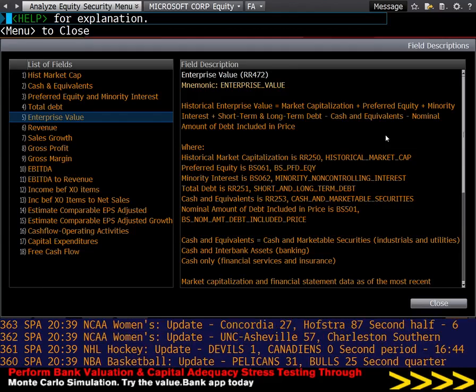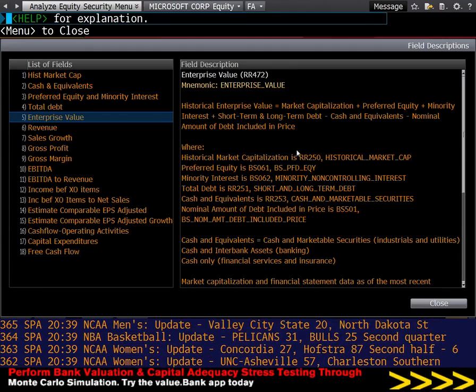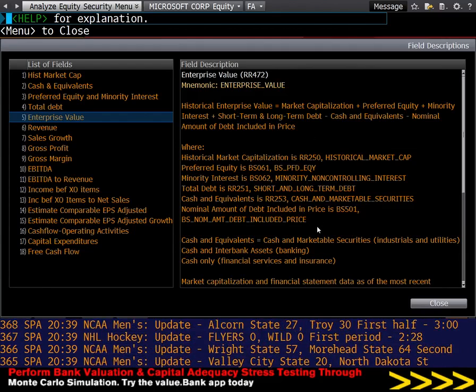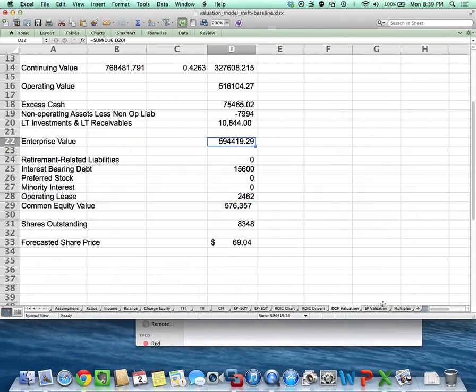So here's what we're going to have to do though. If I want to sync up to this multiple based on what I do in the model, then I have to make a couple changes. So here's what I'm going to do. I'm going to do this on my DCF valuation tab. I'm going to call this the Bloomberg equivalent enterprise value. Right? So this is the enterprise value that Bloomberg would have calculated.